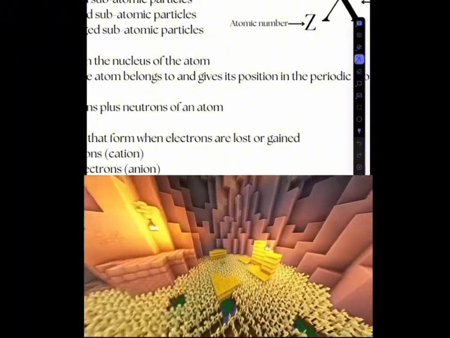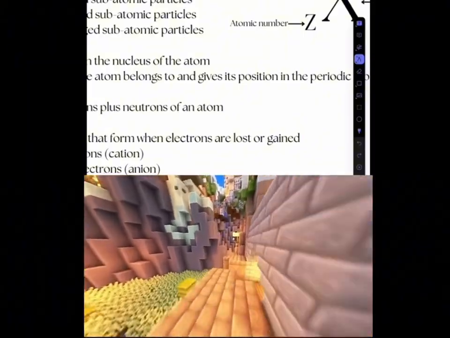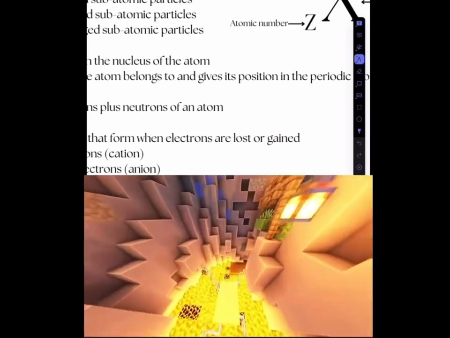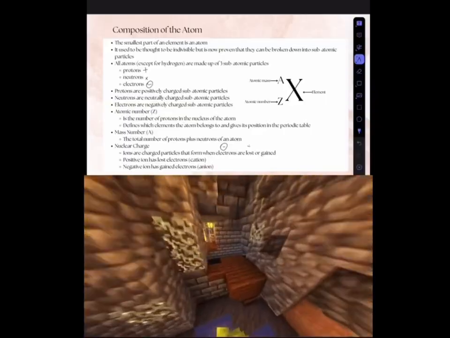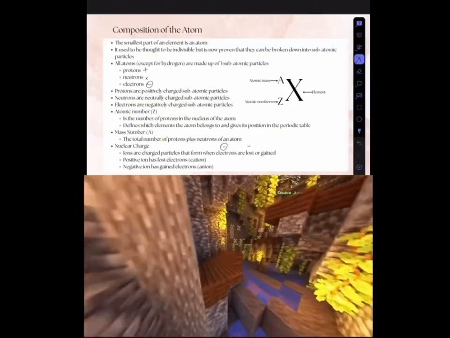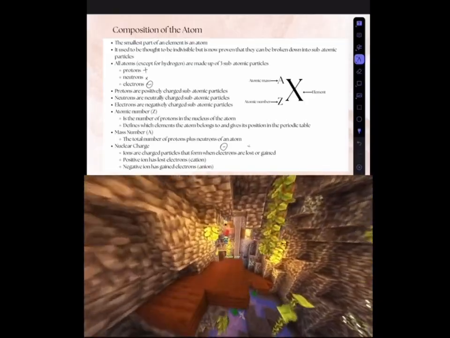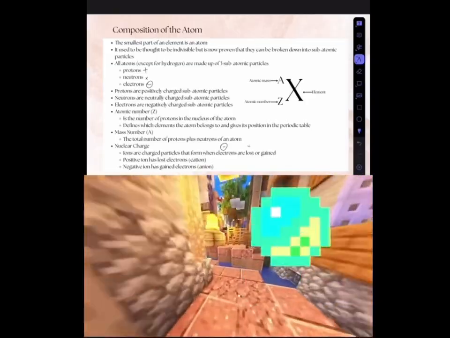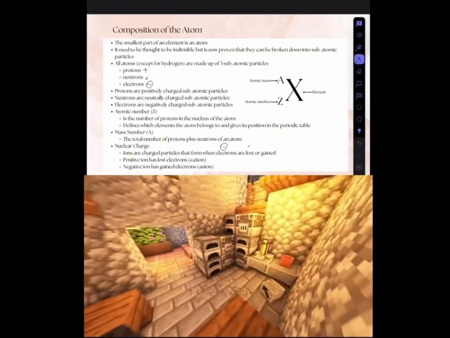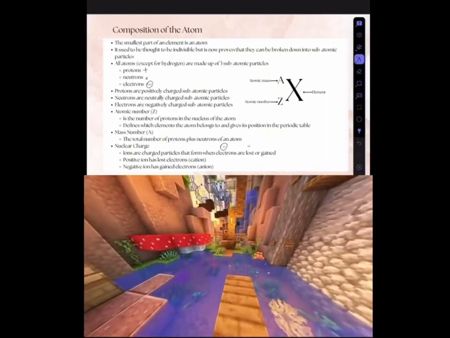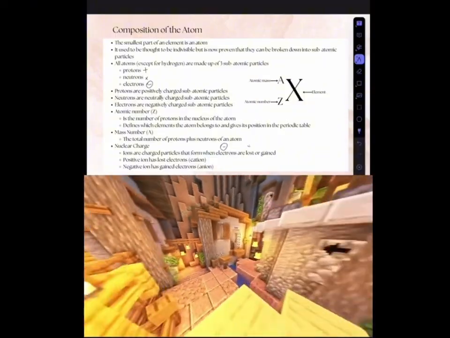So this is where it sometimes gets a little bit tricky. When electrons are lost, remember that electrons are negatively charged, so the ion should have a positive charge. When electrons are gained, they should have a negative charge because you've gained one negative charge. So positive ions lose electrons and are called cations, and negative ions gain electrons and are called anions.